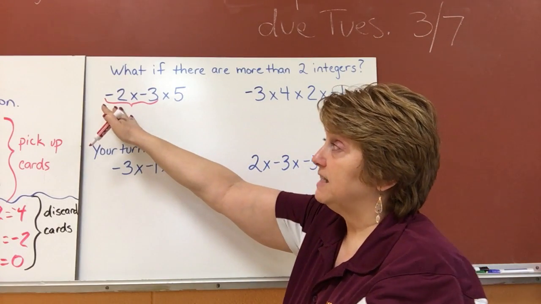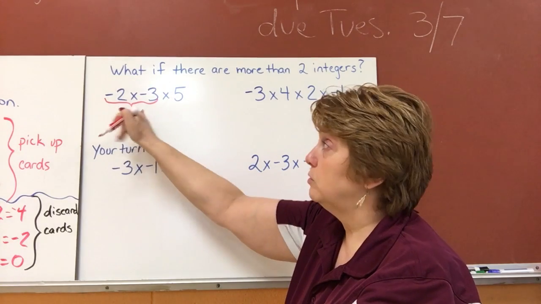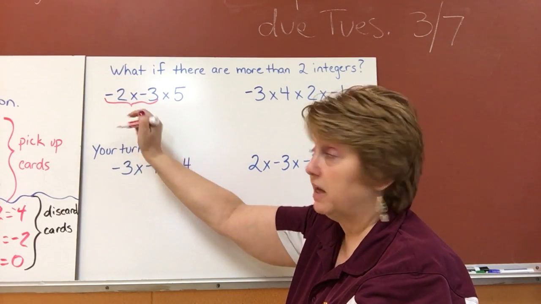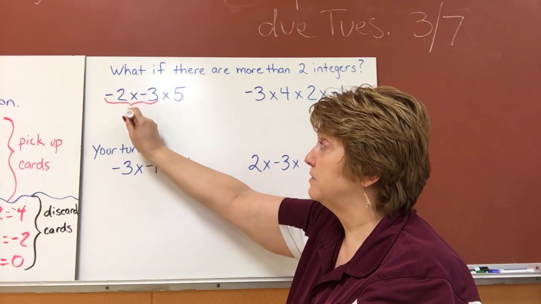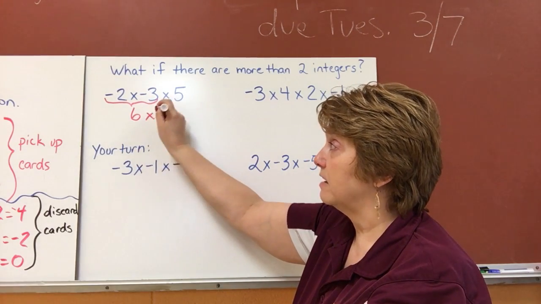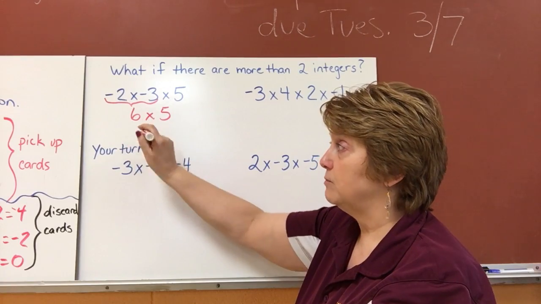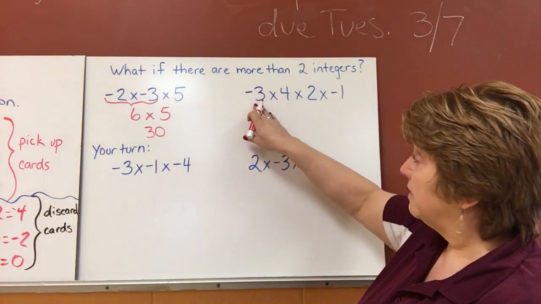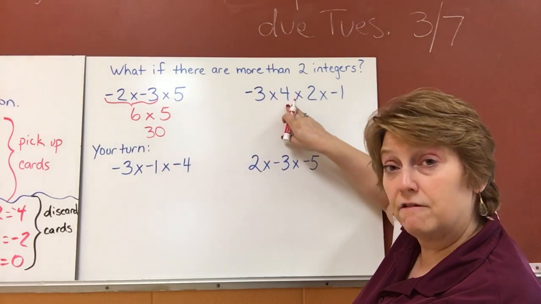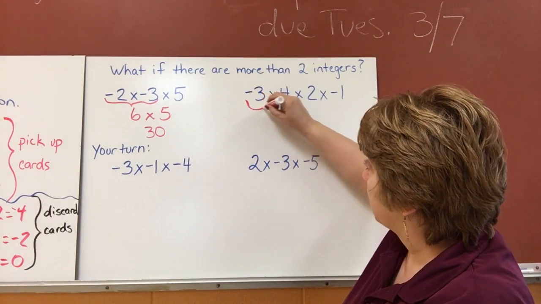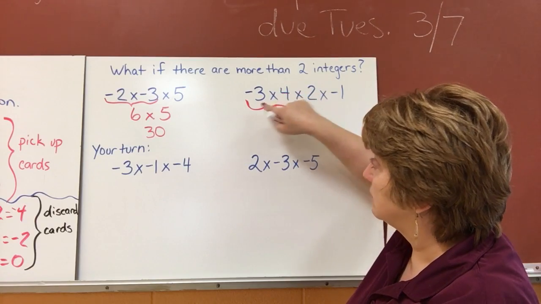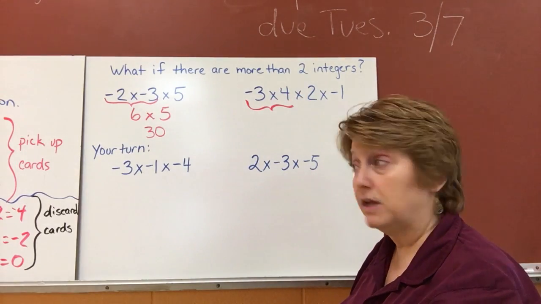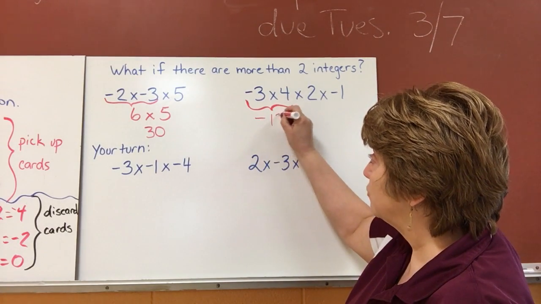So if I discard 2 negative 3s, what happens to my hand? I take away 2 negative 3s, that's a positive 6, and then I bring the next one down. 6 times 5 is 30. Okay, and then here, if I discard 3 4s, that's going to bring my hand down. 3 times 4, that's a negative 12.